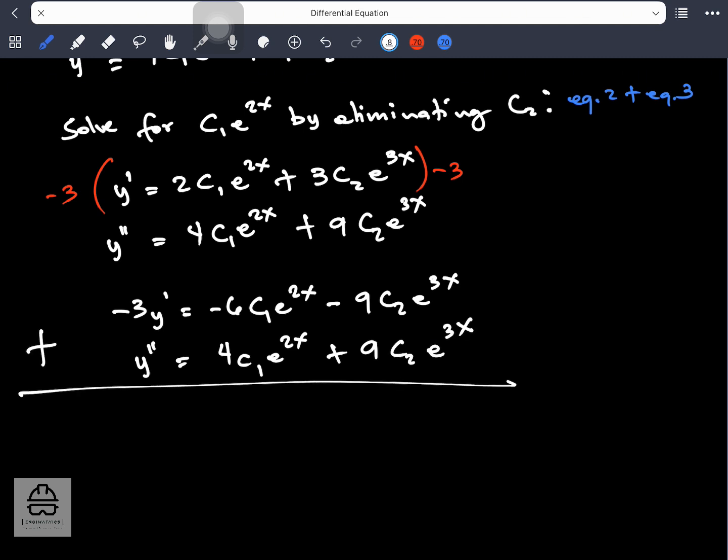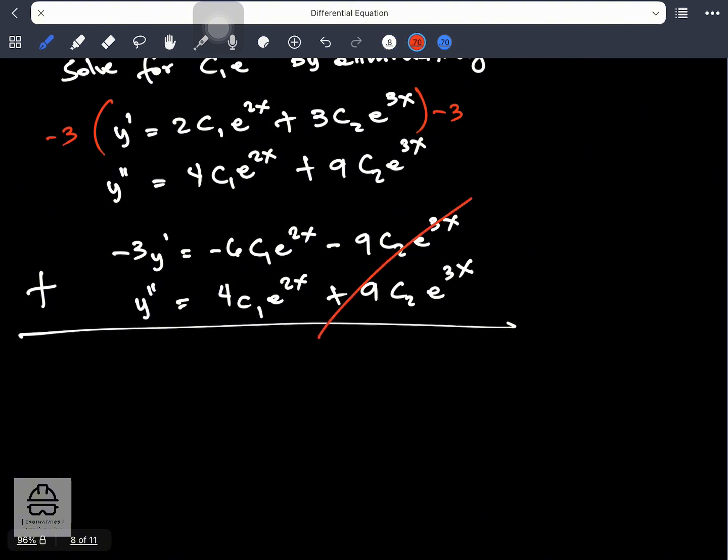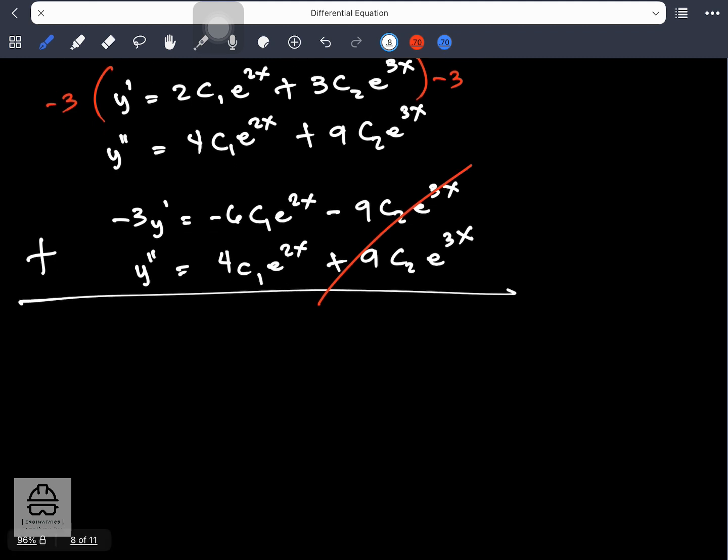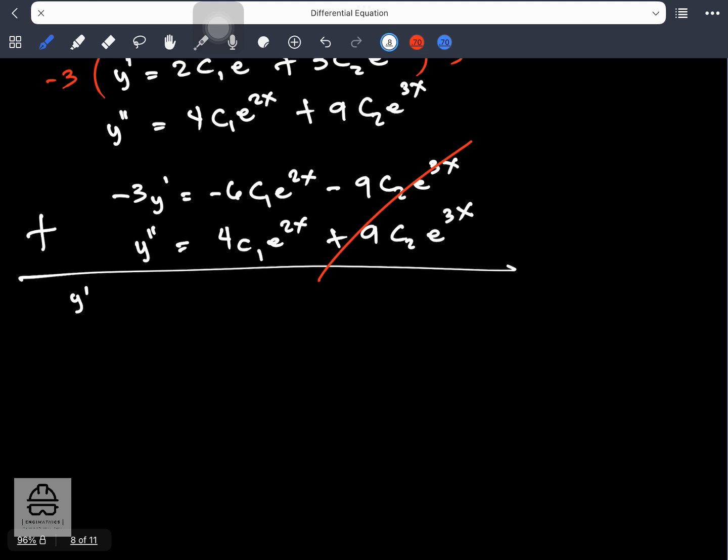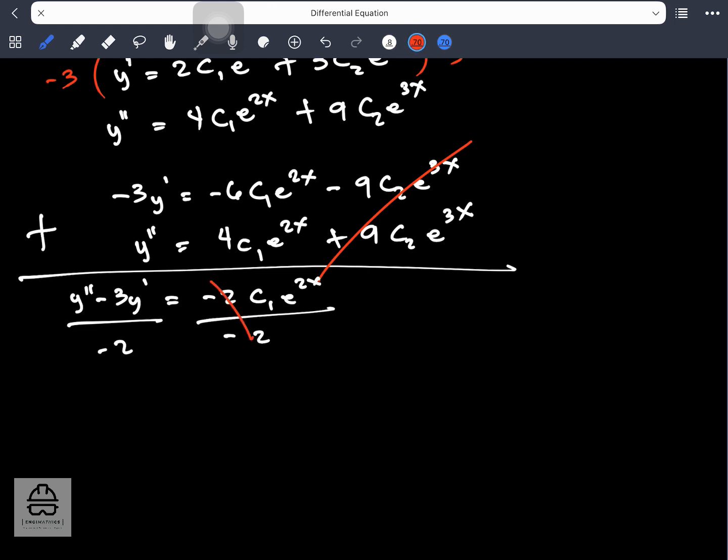This is addition, okay? So, it means that the c sub 2 is eliminated already in this equation, okay? So, y double prime minus 3y prime is equal to, okay, negative 6 plus 4, that would be negative 2 c sub 1 e raised to 2x, okay? Then, divide both sides by negative 2 to isolate c sub 1 e raised to 2x. So, the answer is y double prime minus 3y prime divided by negative 2. So, this is our equation number 4. Okay?